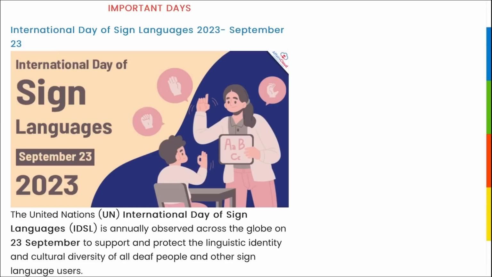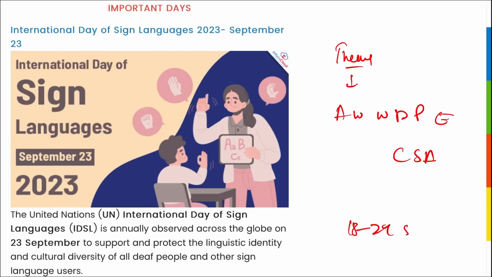Then there is a theme that you need to remember for this. The theme is a world where deaf people everywhere can sign anywhere. I repeat, a world where deaf people everywhere can sign anywhere. This is the theme for the World or International Day of Sign Languages. And there is a week also, International Week of the Deaf People, that is observed from 18th to 24th of September. Right? So friends, these were your important current affairs.